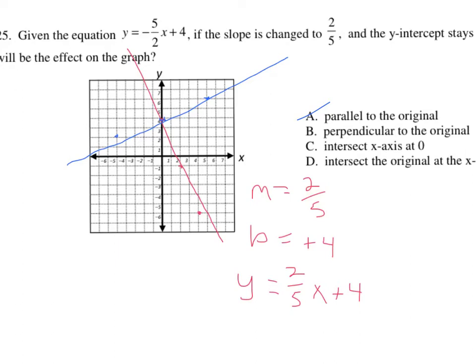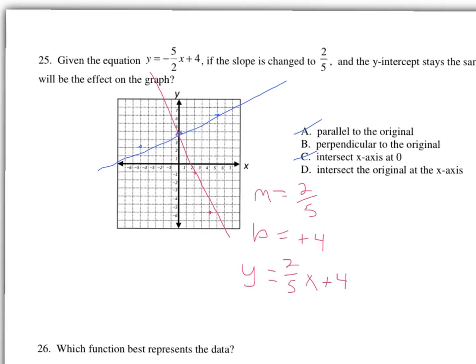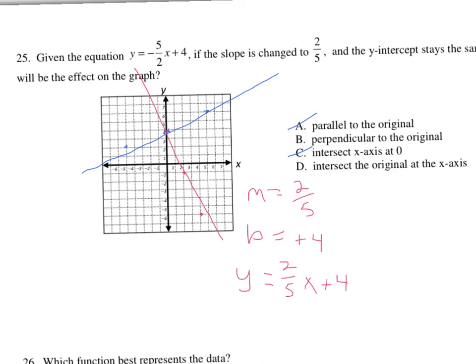They intersect the x-axis at 0. That is not true. That would be here, and they are not crossing at that point. They actually cross on the y-axis at 4. And answer choice D, they intersect the original at the x-axis. No, they don't cross on the x-axis. They cross on the y-axis, so that is also false. So B is our answer.